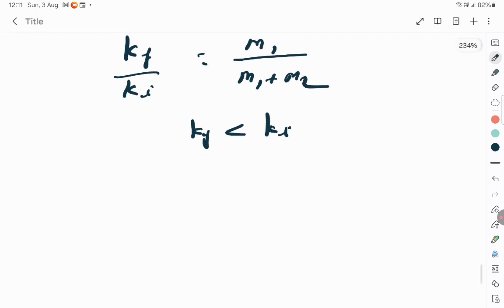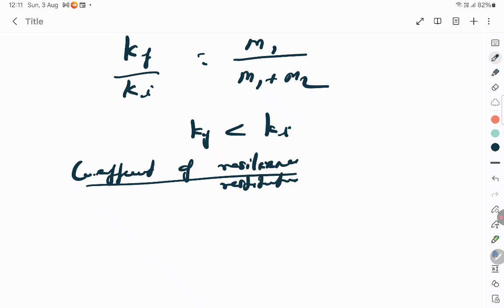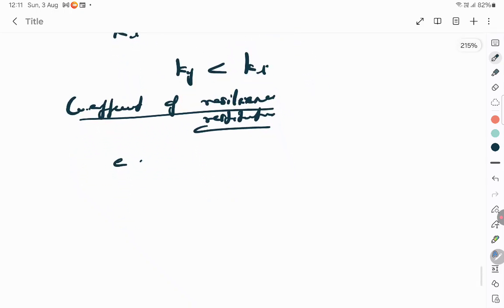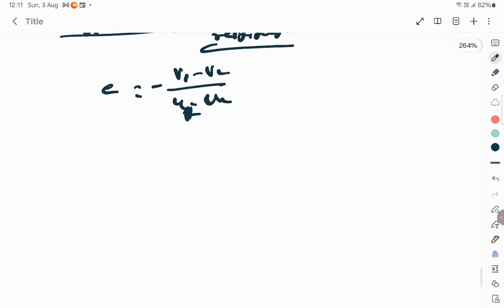Okay, so next is the coefficient of restitution, or in other words, coefficient of resilience. What is this? It is given by e. e is equal to v1 minus v2 by u1 minus u2, with a negative sign. It is just the relative velocity final by relative velocity initial. So don't worry about this.